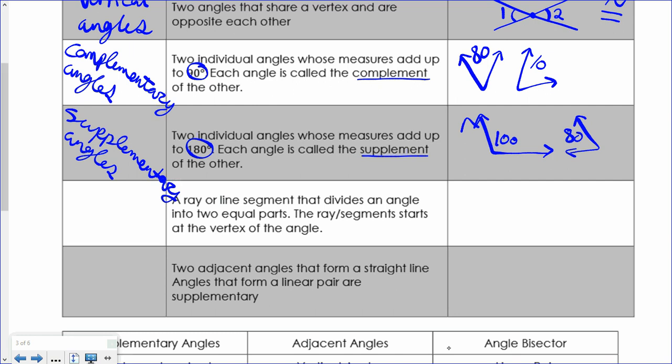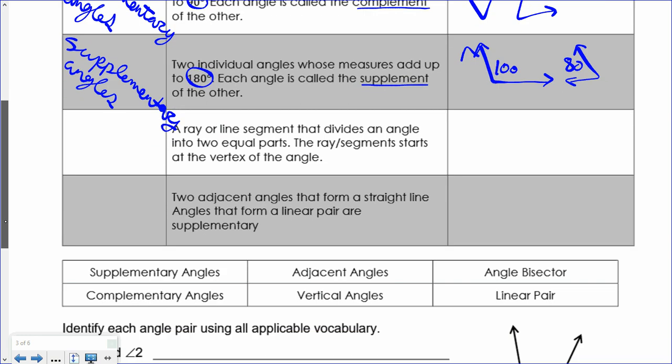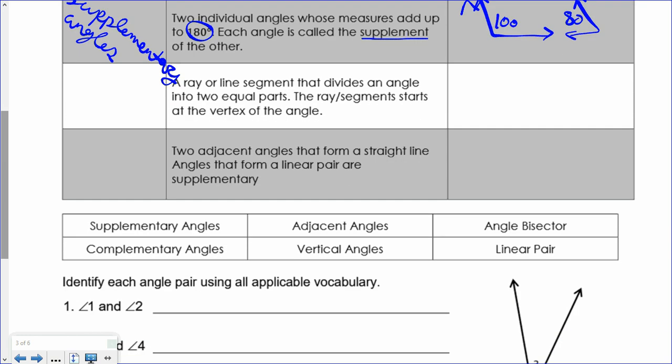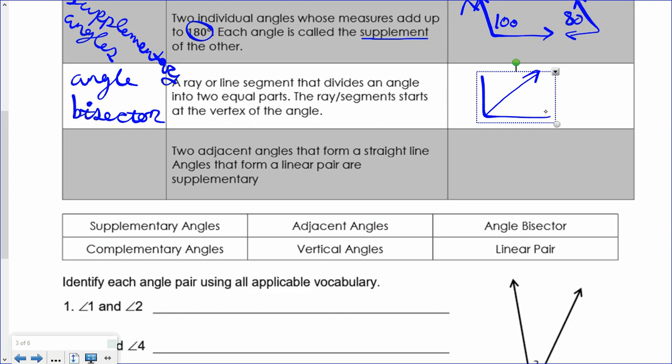Okay. What about this next one? A ray or a line segment that divides an angle into two equal parts. And that ray or segment has to start at the vertex of the angle. Right. Angle bisector. All right, so the angle bisector, if you guys want to draw an illustration, this thing that's going through the middle of the angle, that's the angle bisector.